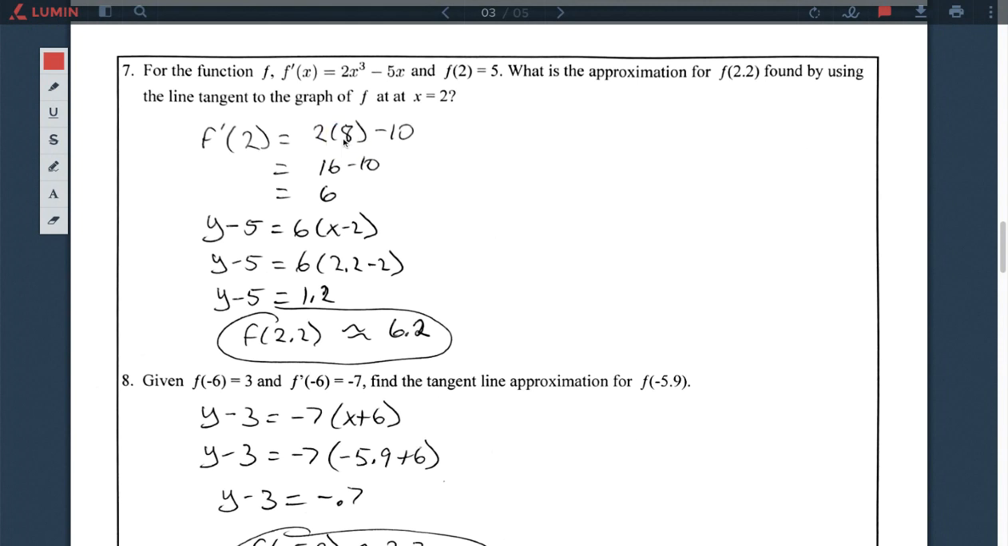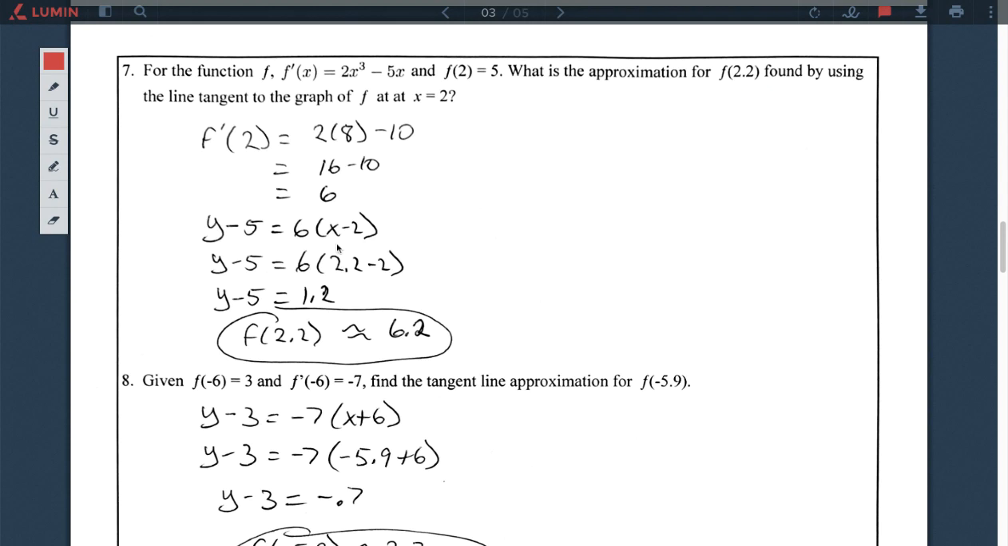So 2 cubed is 8. 8 times 2 is 16. 16 minus 10 gives me 6. So my slope is 6. So y minus the y value equals my slope, x minus the x value. There's my tangent line. Now I want to approximate it for 2.2.